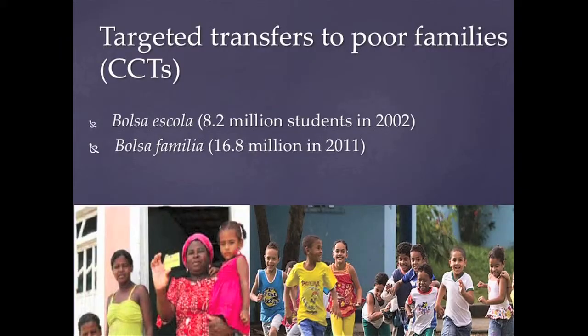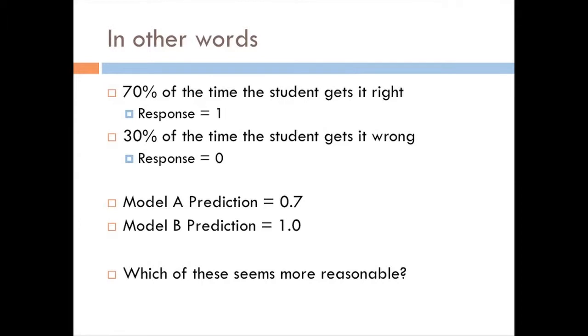Take a student who makes a correct response 70% of the time, and 2 models, Model A, which predicts 70% correctness, and Model B, which predicts 100% correctness. That is to say, the student's always going to get it right. So in other words, 70% of the time the student gets it right, their response is 1, and 30% of the time the student gets it wrong, their response is 0. And again, Model A's prediction is 0.7, the same as the proportion the student actually gets it right, and Model B's prediction is 1. Now, which of these seems more reasonable?